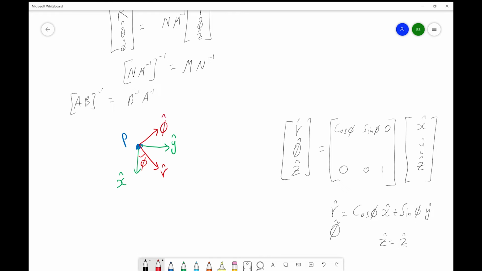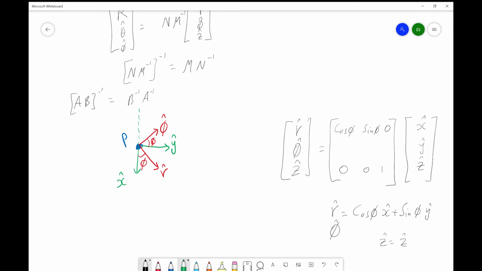This basis is orthonormal, so phi hat is going to be perpendicular to r hat. So phi hat and r hat are always perpendicular to each other. If we shift r hat by phi, phi hat is going to be shifted from y by the same phi. So this angle is also going to be phi. I extend the line backwards here.